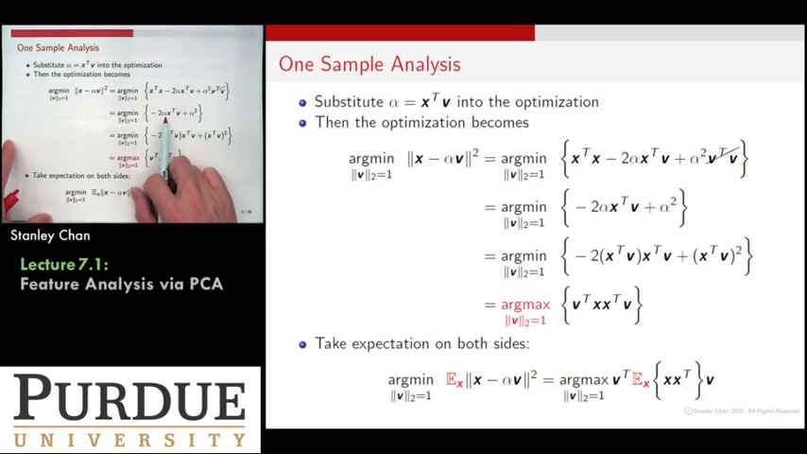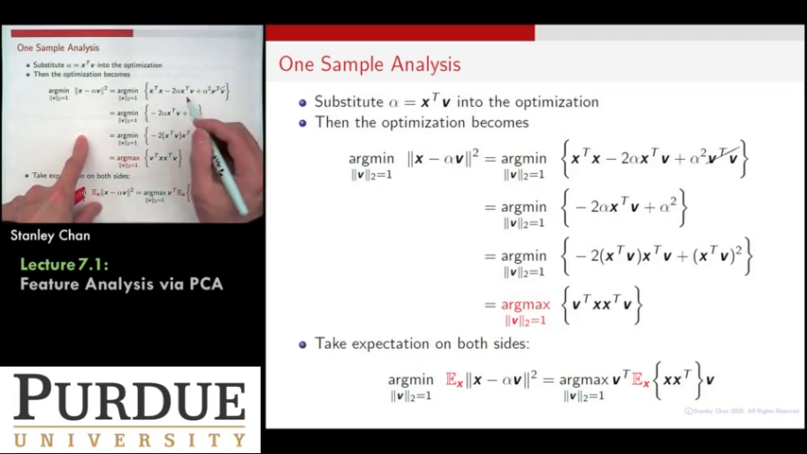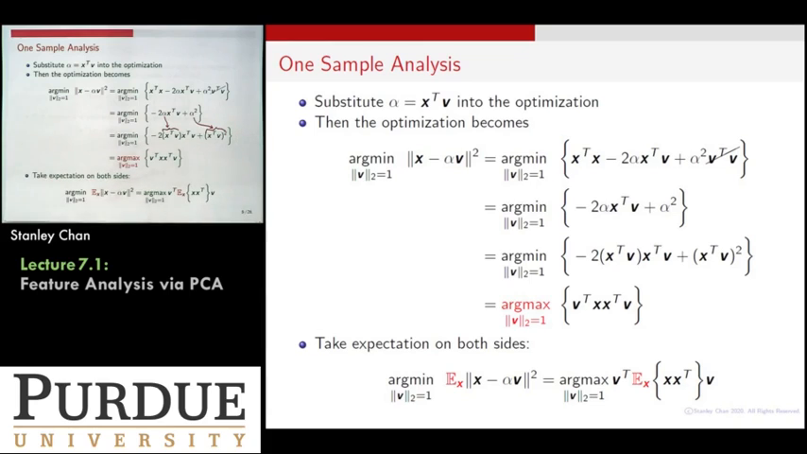Then you can plug in the alphas. All right. So here you have the alphas. What is alpha? Well, alpha is just x transpose v. Right. So that is your alpha. So plug that in. Then you rearrange the terms. There you have -2. Here you have +1. So when you take the sum of these two, you will have minus x transpose v square.